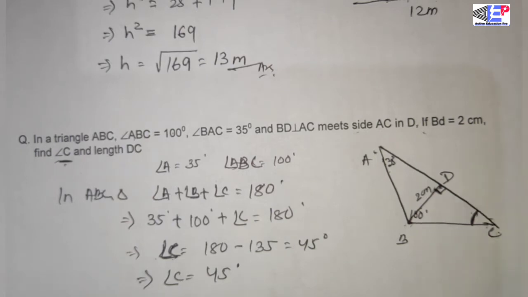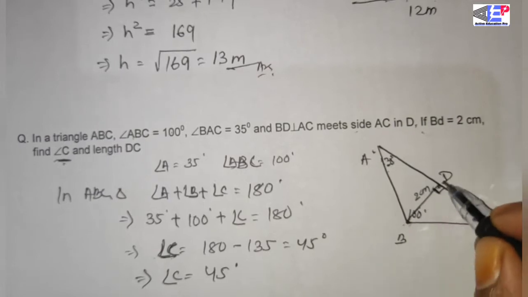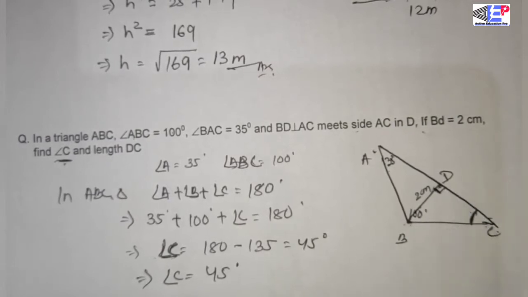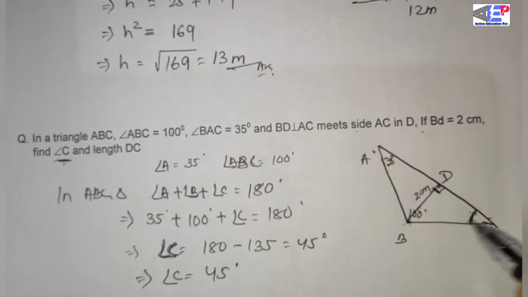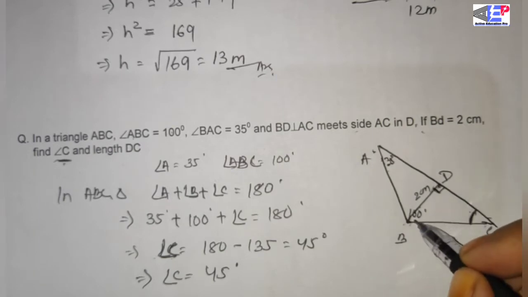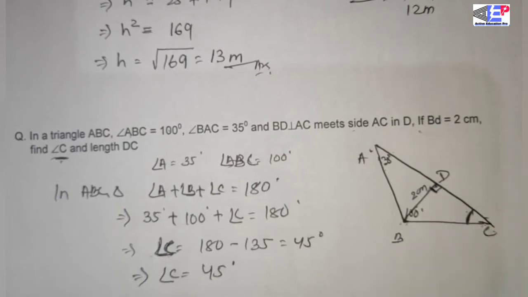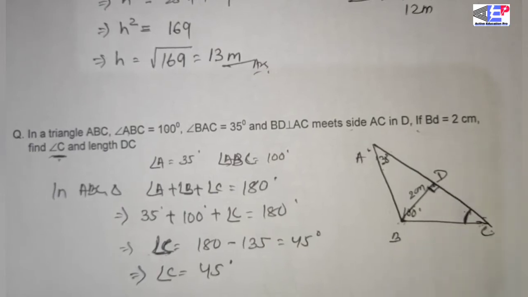So DC is a side of the small triangle BDC, where BDC is also a right angle triangle, right angle at D. Because BD is perpendicular to AC, BDC is a right angle triangle. DC is a leg of the BDC right triangle.